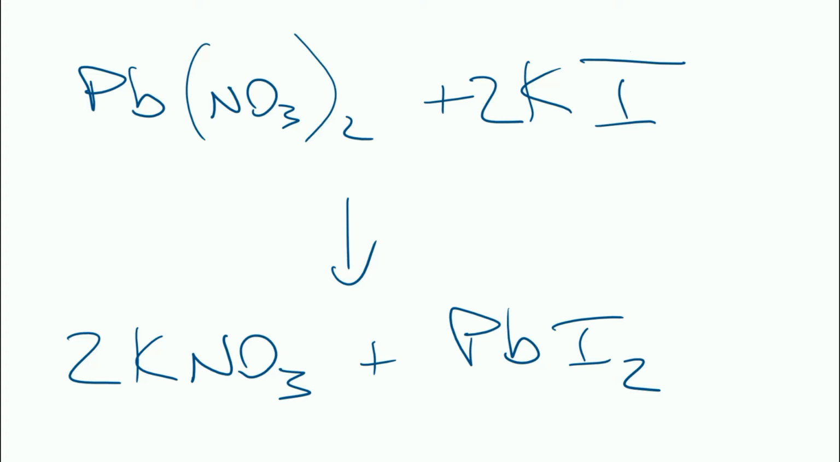Now, this stuff, the lead(II) iodide, is a nice yellow color. In fact, let's highlight the whole thing. That is yellow in color, so we'll know when we've got the reaction. We should see some yellow. Okay, let's do the reaction.